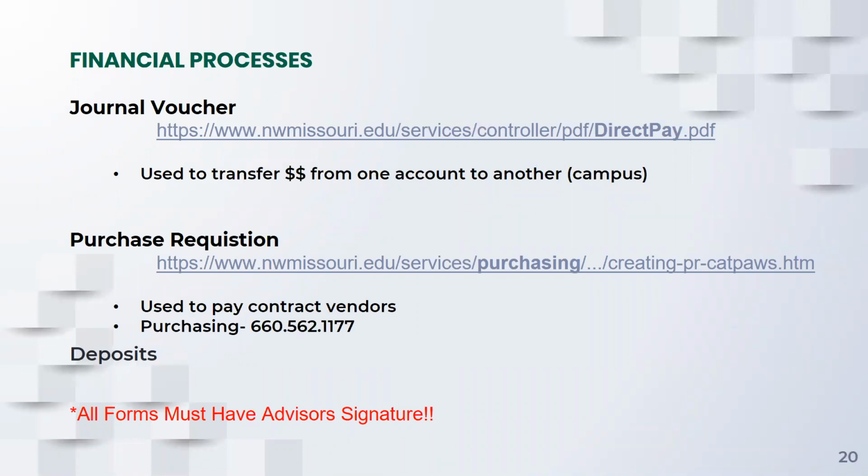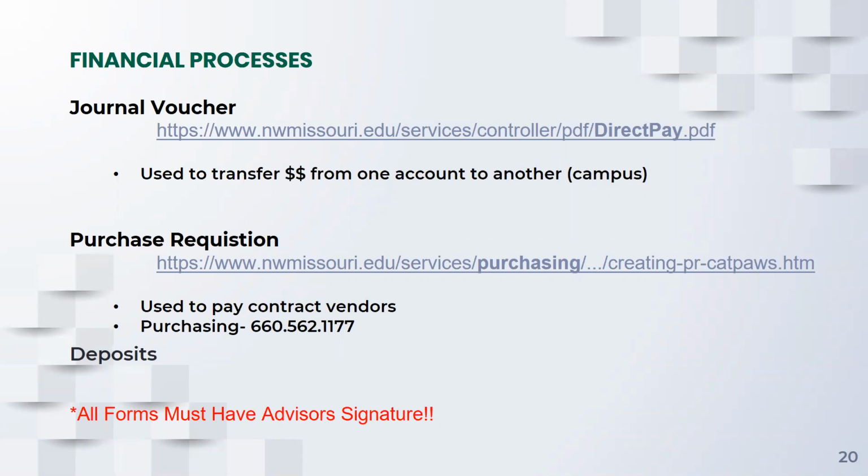The journal voucher, as Corey mentioned, is to transfer dollars from one account to another. And the purchase requisition is found on the purchasing site. It has a detailed video that will give you information on exactly how to fill out the requisition and how to submit it. If you have any questions in regards to this, you can contact anyone in purchasing and they will be able to assist you. And then the purchase requisition is used to pay contract vendors that the university works with.